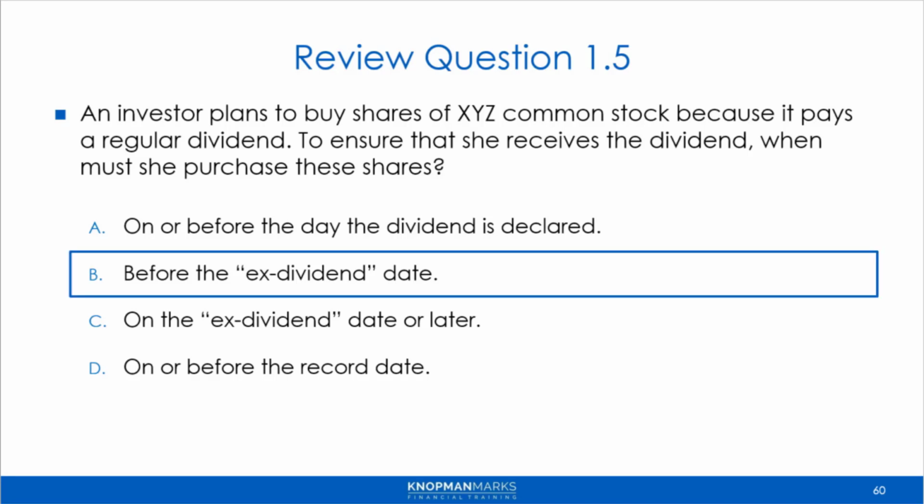Before the X date. If you buy on the X date, it is too late. If you do not know all of the defined dates with the dividend process, the declaration date, the X date, the record date, and the fourth one, not stated here, the payable date, those would all be valuable terms to bubble up in your mind when you do this question and know what each of them mean.